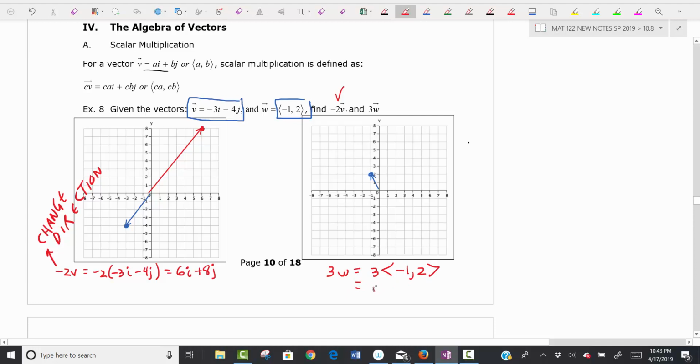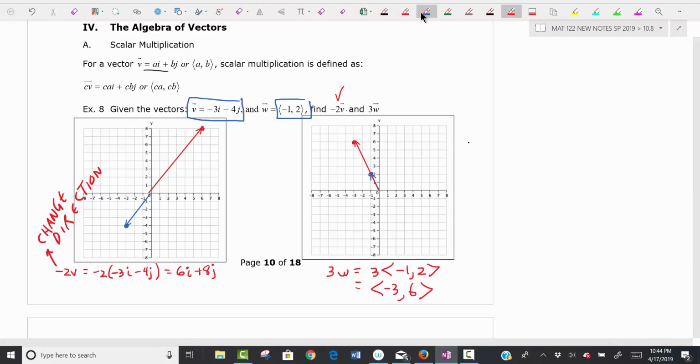So 3 times negative 1 would be negative 3. 3 times 2 would be 6. So we're going to sketch that vector. We would go left 3, up 6. And then if we sketch that, what I want you to see is what happens and what the mathematical meaning of that scalar multiplication is.